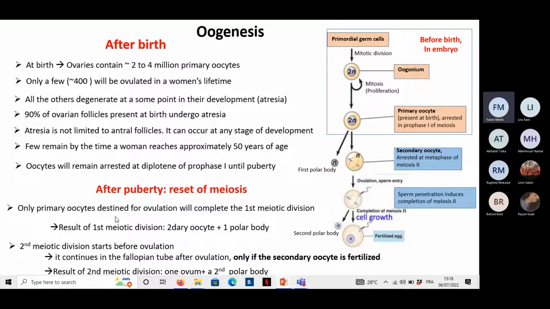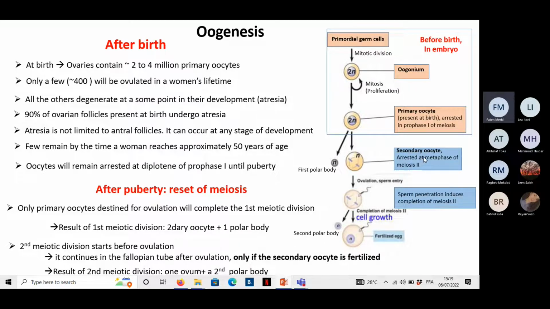Now, after puberty, only the primary oocyte destined for ovulation will complete the first meiotic division. The result of this first meiotic division is one secondary oocyte, which is a haploid cell, and one polar body, another smaller cell. So we have an unequal division at the level of the primary oocyte, which gives one big cell and one small cell. That's because the spindle is not situated in the middle of the cell, so the constriction will not be in the middle. We will have one big cell and one smaller cell called the polar body.